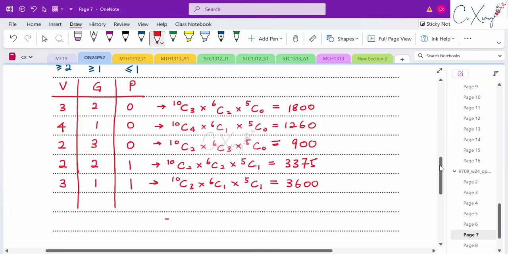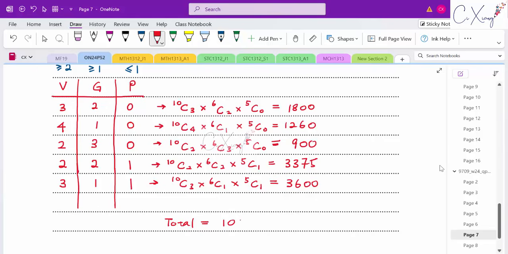Then what is the total number of combinations? Very easy. For the total number, you just add all of them together. By right, you should have 10935.